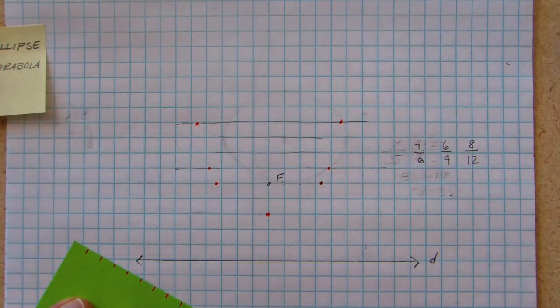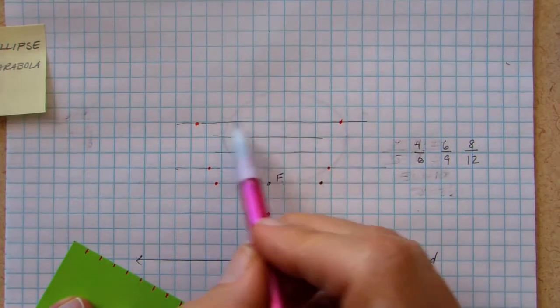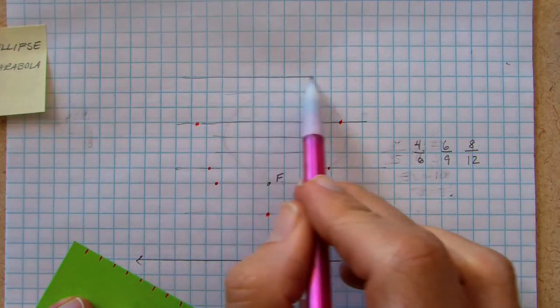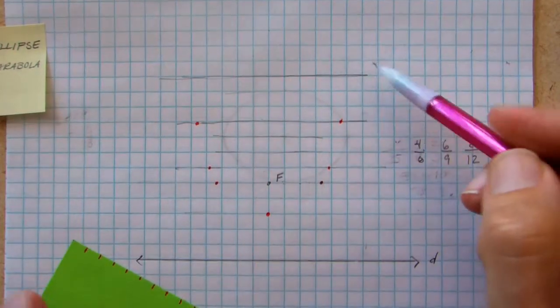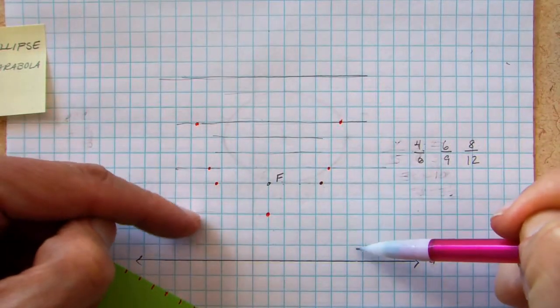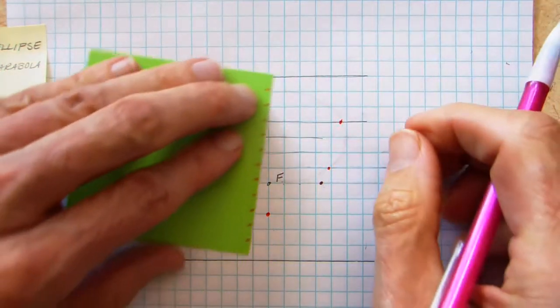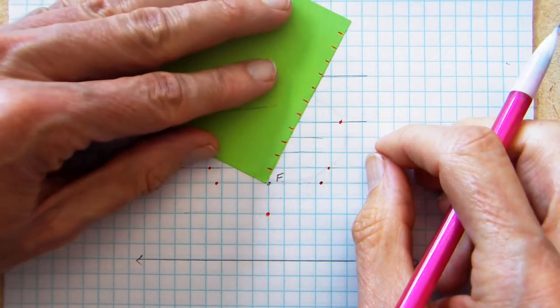So okay, I'll look for the 12th level. This was the 9th, 10th, 11th. So here's the 12th level. Everything here is exactly 12 units above the directrix. So now I'll try to measure and get 8 units away from the focal point.